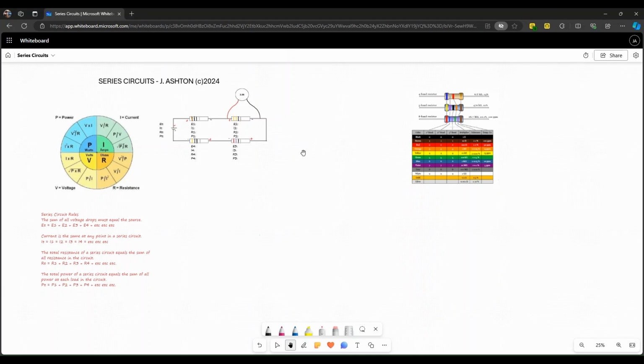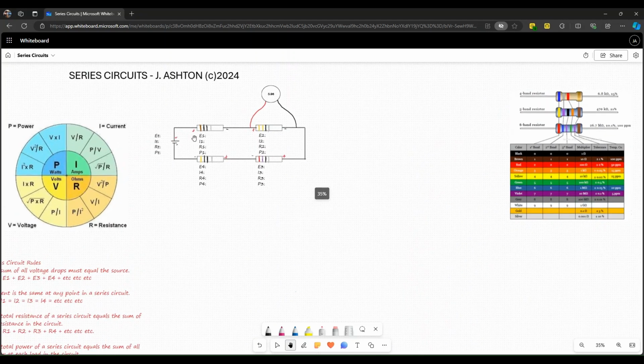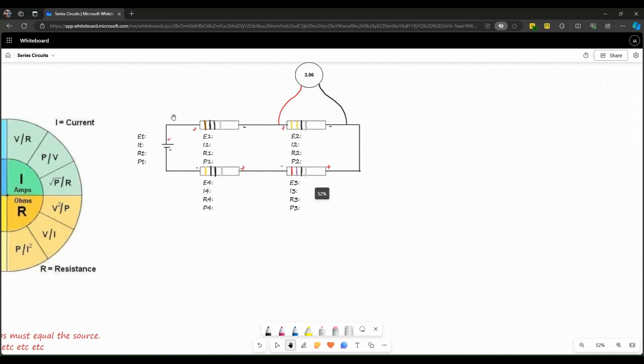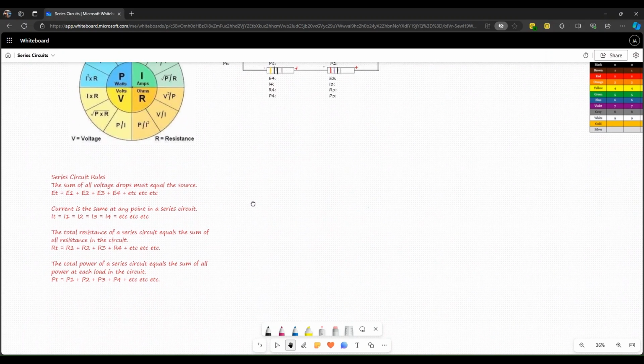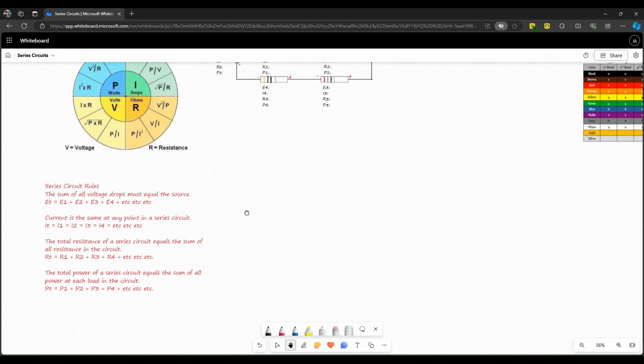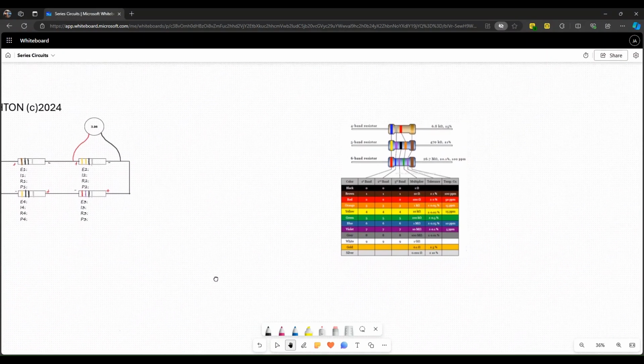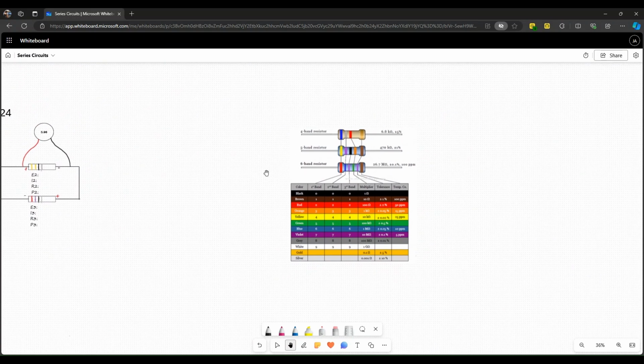So on the screen here, I have a simple series circuit with 4 resistors and a meter. To the left, I have the great wheel of power for calculating Ohm's Law. Below that, I have our series circuit rules. And to the right, we also have our resistor color code chart for interpreting the color bands on carbon resistors.